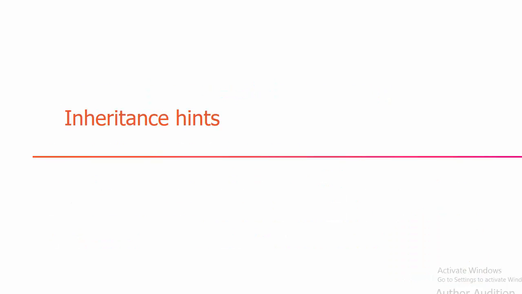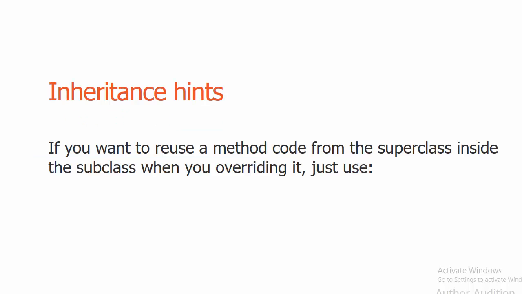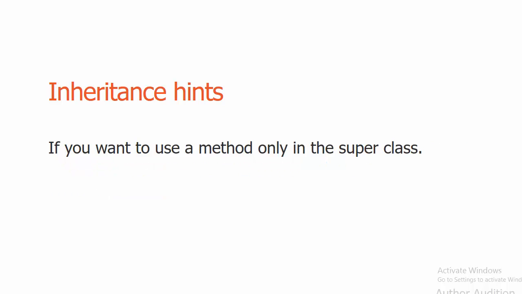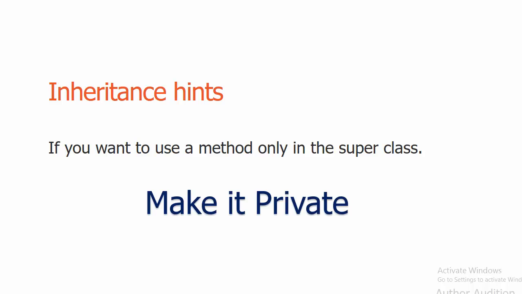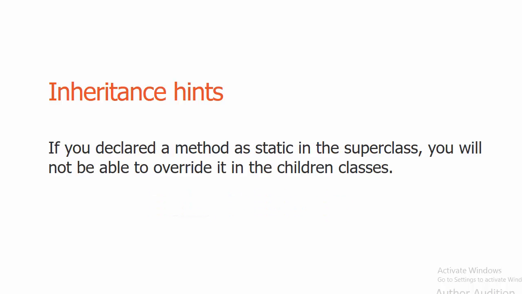At last, we will have to take some hints about inheritance. If you want to reuse some code from a method from the superclass inside the subclass when you are overriding it, just use super.method name. The second hint will be if you want to use a method only in the superclass, just make it private. And then to our last hint here, if you declare the method as static in the superclass, you will not be able to override it in the children class.